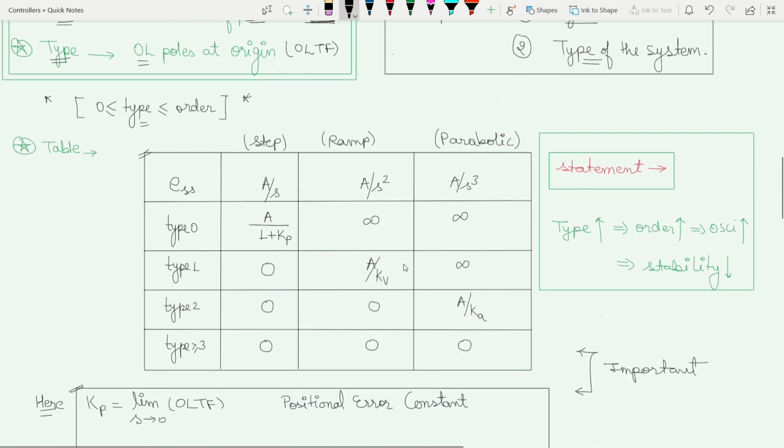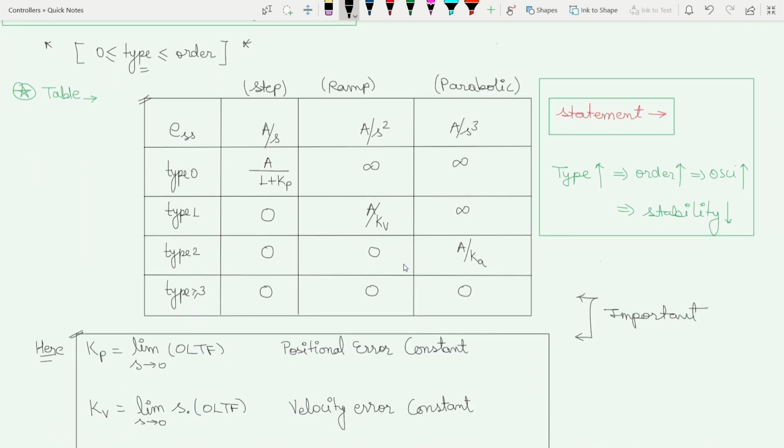Here is one table, and I suggest you just remember this particular table. If you remember this table, you can save time while solving the questions. Here is the steady state error, here is the type of the system, and here is the input provided to the system. These are all inputs. When you provide the step input for the type 0 system, here is the steady state error value. For the type 1 system, when you provide the ramp input, here is the steady state error value. And for the type 2 system, when you provide a parabolic input, here is the value of the steady state error.